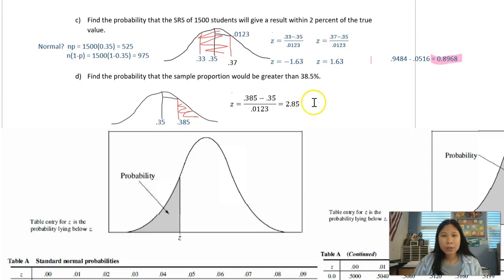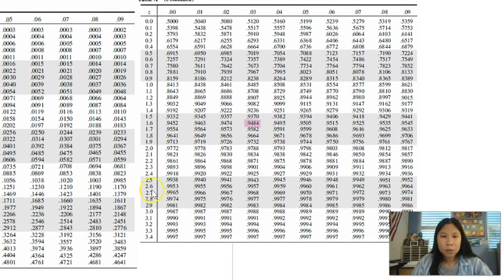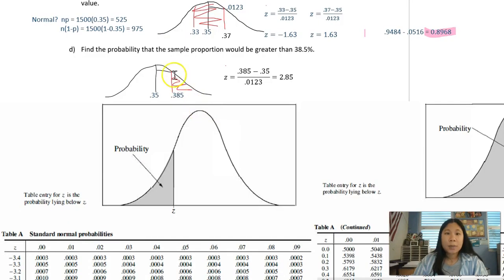Looking at my z-score table, I'm looking for positive 2.85. That gives 0.9978. But because I'm shaded to the right, I have to do 1 minus whatever percentage I got, so it would be 1 minus 0.9978. My final answer for my probability is going to be 0.0022, or 0.22%.